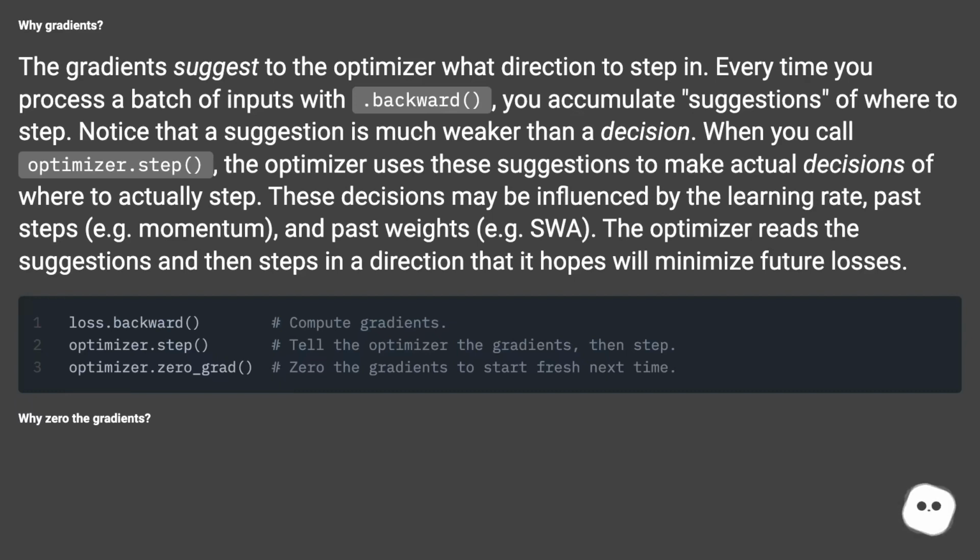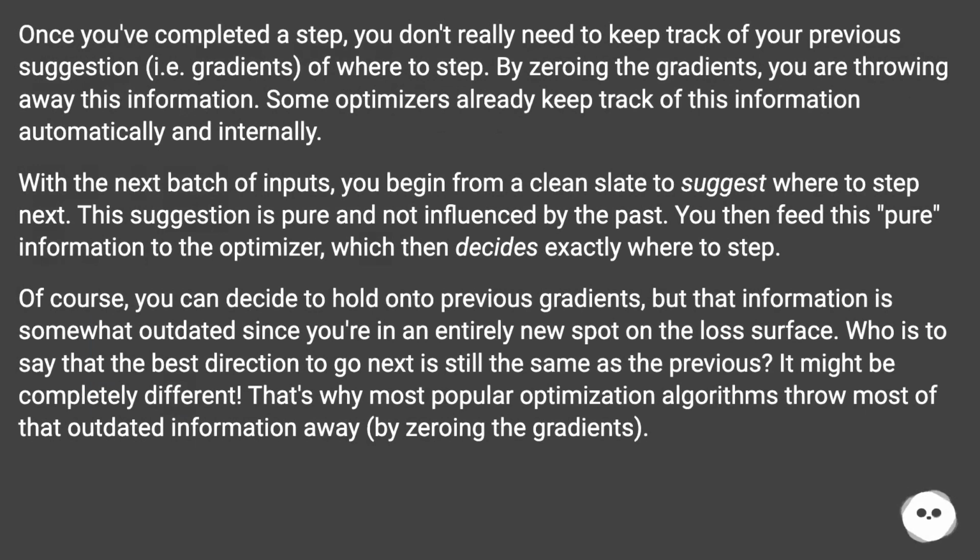Why zero the gradients? Once you've completed a step, you don't really need to keep track of your previous suggestion, i.e. gradients, of where to step. By zeroing the gradients, you are throwing away this information. Some optimizers already keep track of this information automatically and internally. With the next batch of inputs, you begin from a clean slate to suggest where to step next. This suggestion is pure and not influenced by the past. You then feed this pure information to the optimizer, which then decides exactly where to step.